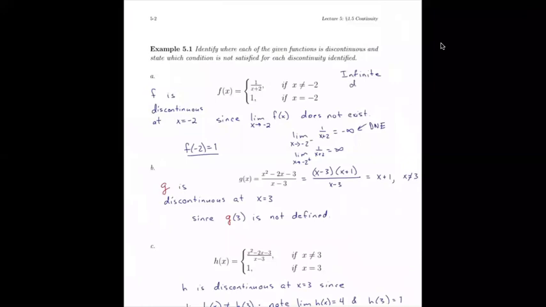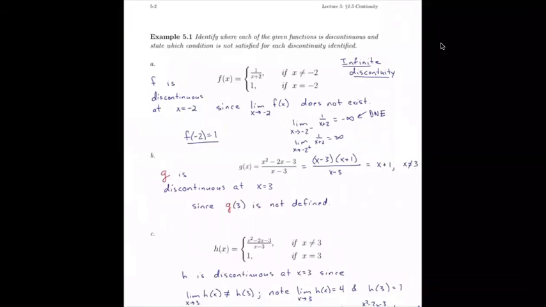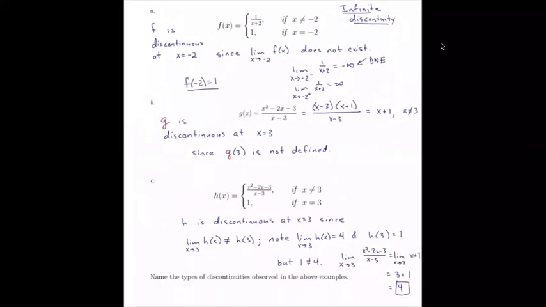Infinite discontinuity is this type right here. I'll spell the whole thing out once. Discontinuity. Okay, so those are clear on the graph because they have vertical asymptotes and they shoot up along those vertical asymptotes. Now part B. Remember, B failed because g of 3 was not defined.